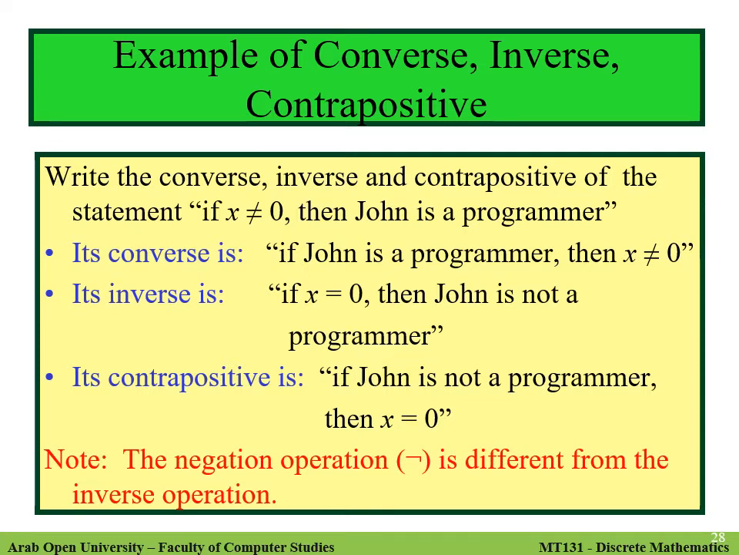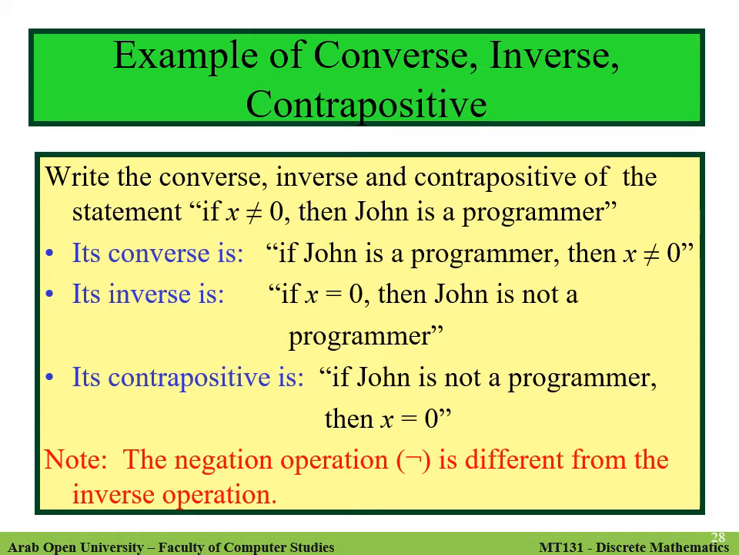Q implies P. The inverse, we have to apply the negation, but the negation of x doesn't equal 0 is x is equal to 0. And the negation of John is a programmer is John is not a programmer. The inverse will be, if x is equal to 0, then John is not a programmer. Contrapositive, not Q implies not P. If John is not a programmer, then x is equal to 0.